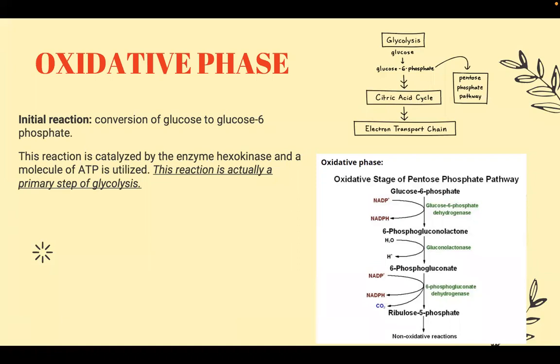So for the initial reaction, this reaction is catalyzed by the enzyme hexokinase. Ano po yung pinaka-enzyme na involved? Hexokinase ang tawag doon. And a molecule of ATP is utilized. This reaction is actually the primary step of the glycolysis.